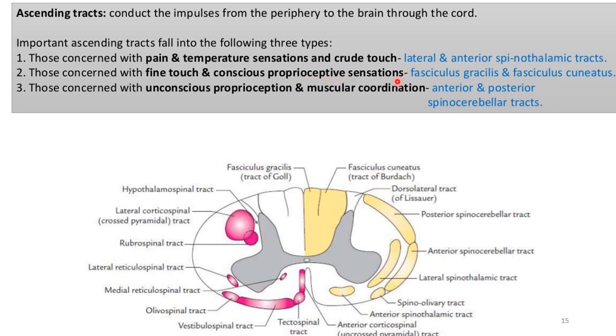Fine touch and conscious proprioceptive sensations are carried by fasciculus gracilis and cuneatus. The old terminology is tract of Burdach for the fasciculus cuneatus and tract of Goll for the fasciculus gracilis. So this is meant for fine touch and conscious proprioceptive sensation, meaning the joint position sense at the conscious level. The next is spinocerebellar, anterior and posterior spinocerebellar tract. Now the function is unconscious. You are not aware of the proprioception and the muscle coordination. These are the functions of the spinocerebellar tract.